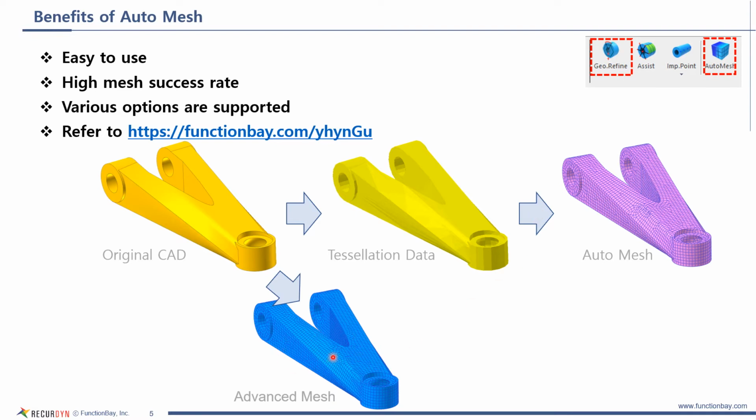The main advantage of Auto Mesh is that it is easy to use. The mesh success rate is higher. Also, Auto Mesh provides many options to create higher quality meshes. Please refer to the webinar about Auto Mesh options in this link.